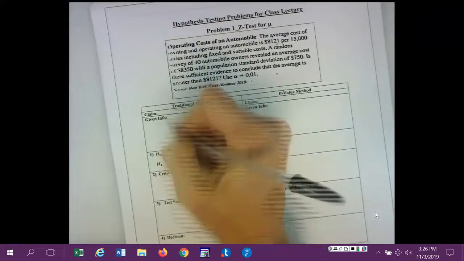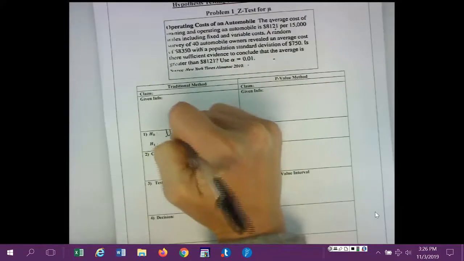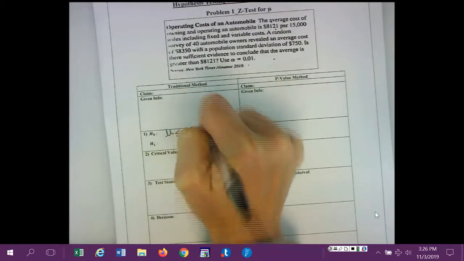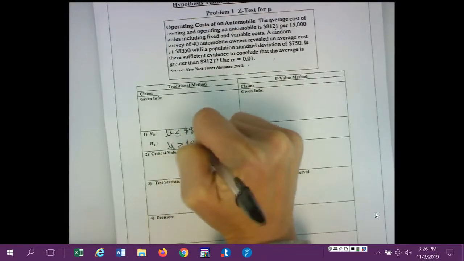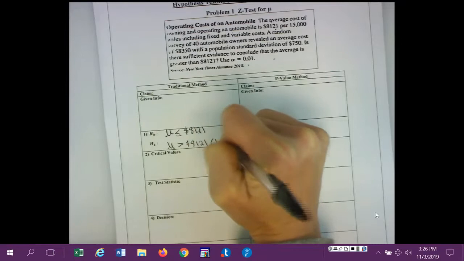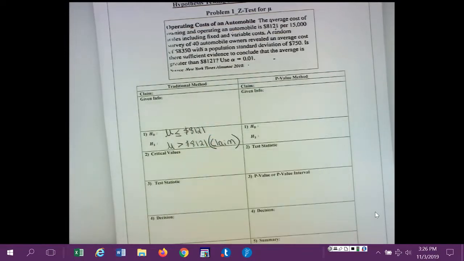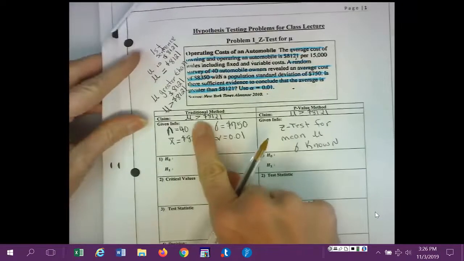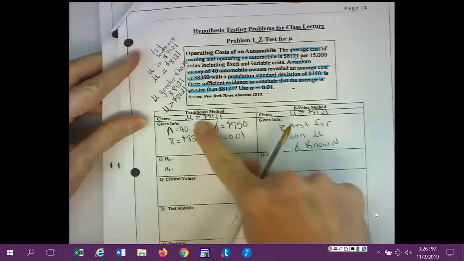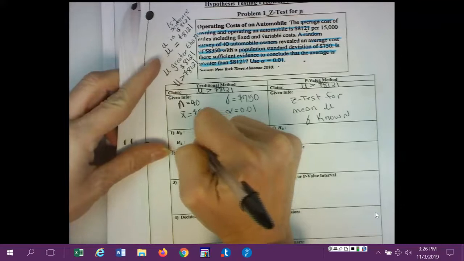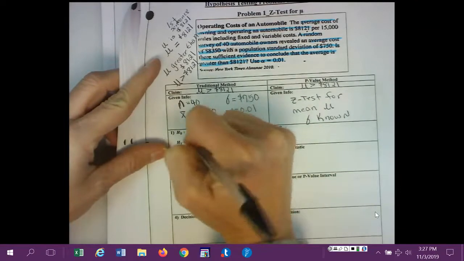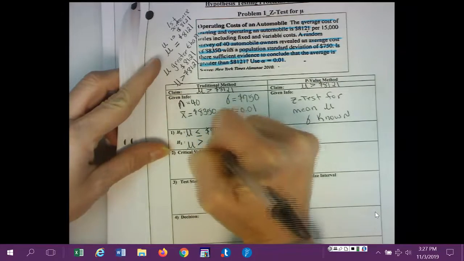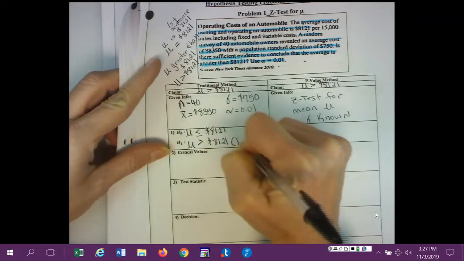So this is going to be mu less than or equal to 8121. Mu greater than 8121. And I like to say that the claim is the alternative hypothesis. Again, I took my claim symbol and I found it in the listing of possibilities. It only occurred in the place where the alternative was greater than and the null was less than or equal to. And then the magic number is 8121. That's the claim number. And the claim is the alternative.